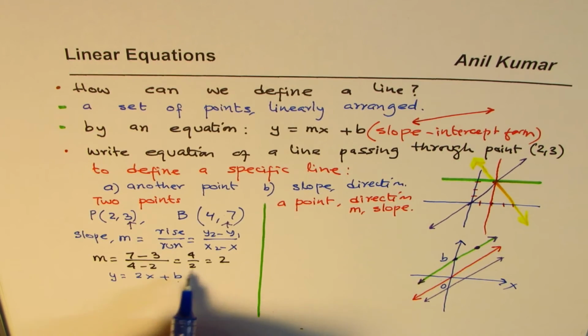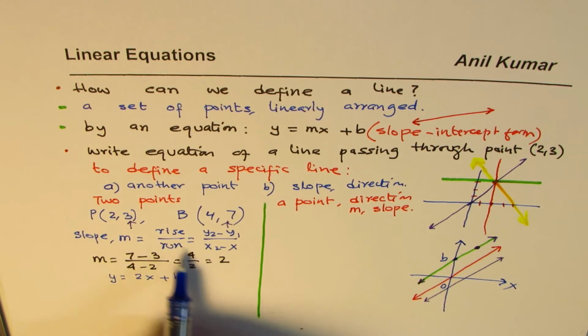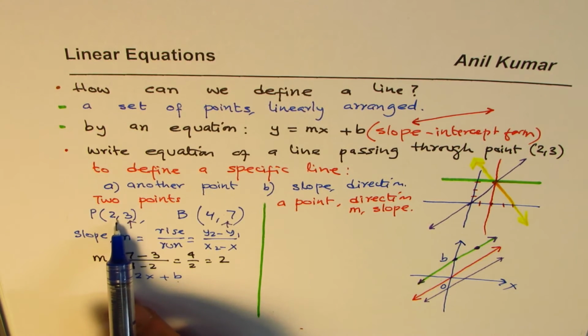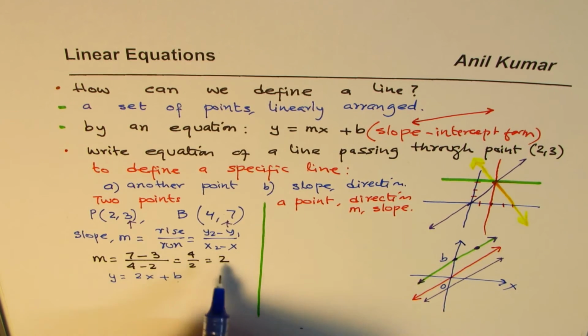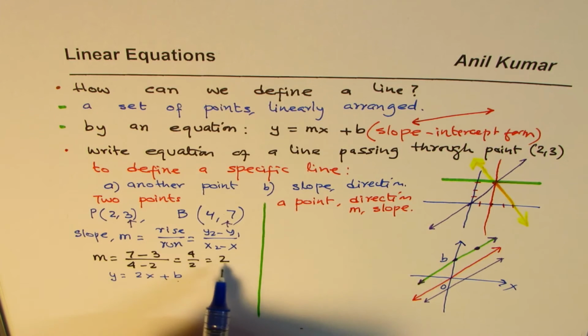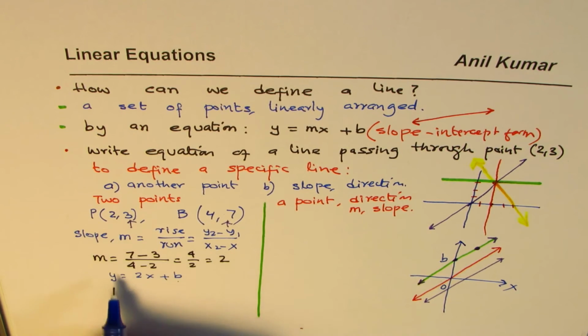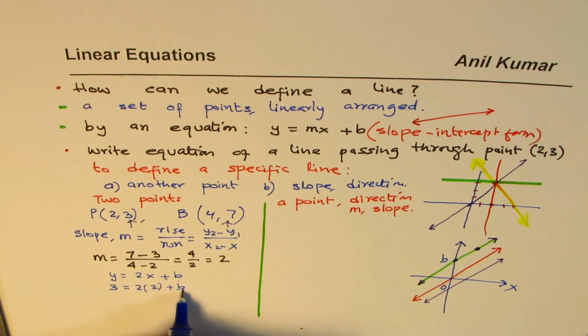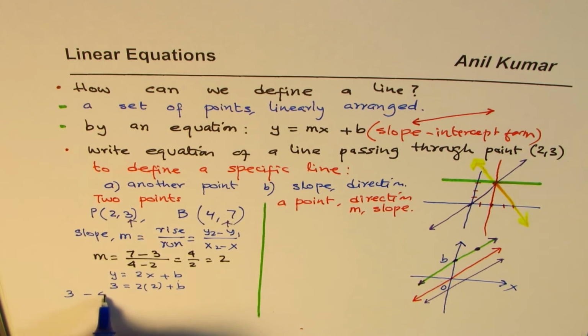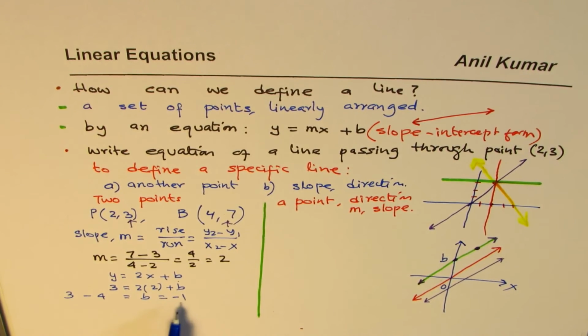But to find the value of b from a given situation, we can substitute one of the points on the line. Let's say we know this 2, 3. We can use this point and the slope. So we'll substitute 2 for x, 3 for y. We already have 2 for slope. So we'll write 3 equals 2 times 2 plus b, and rearrange to solve for b. So it is 3. 2 times 2 is 4. Taking to this side, 3 minus 4 is b, and b is minus 1. As soon as you get the value of b, we have the equation, right?